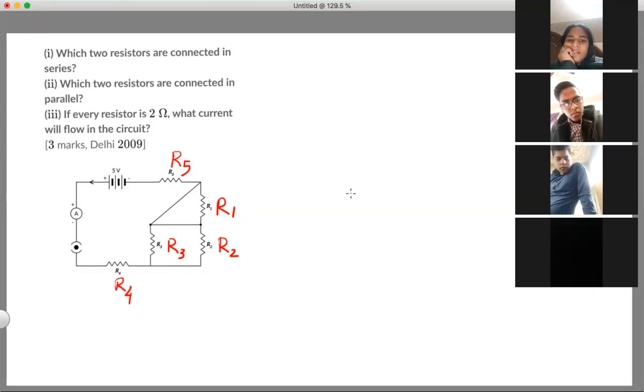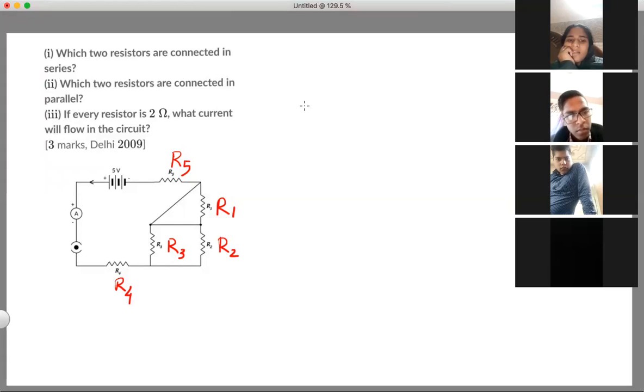Will you still say the same answer? Yes, sir. You are saying which ones are in series? R1 and R2. देखिए, R1 and R2 are not in series.